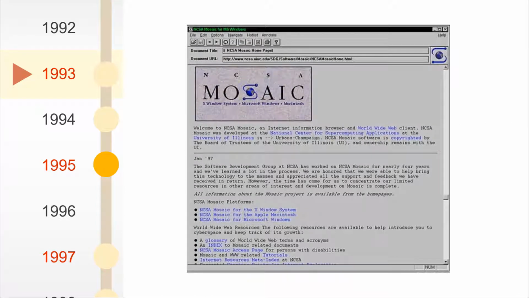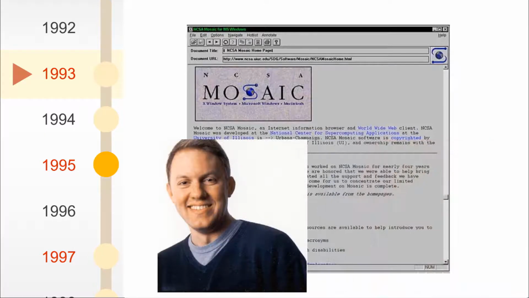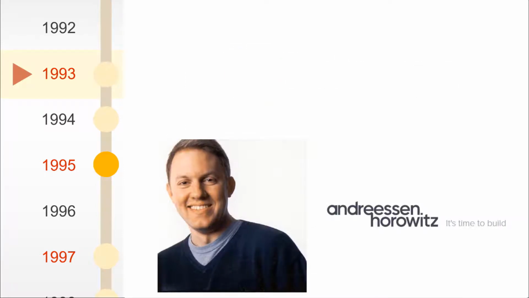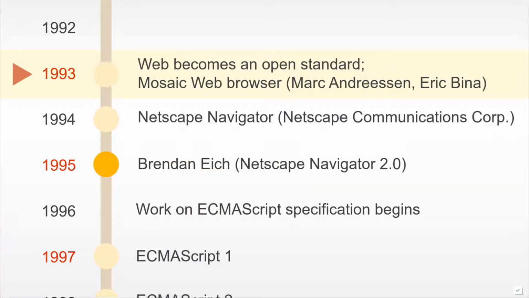The Mosaic web browser was devised by Mark Andreessen and Eric Bina. This is the same Mark Andreessen that a year later would form a company called Netscape that you may have heard of, and is currently one of the most prominent venture capitalists in Silicon Valley. The Mosaic web browser is really the browser that popularized the internet. It was really the first internet browser that could show images on a page in line with text rather than showing them in a separate window.